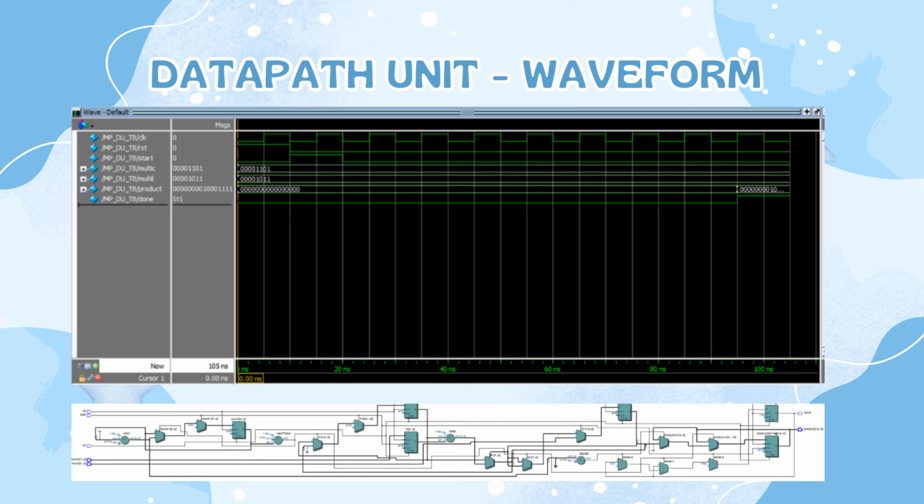Next key is reset, which is initially low, indicating it is inactive at the start. For the key start, also low at the beginning, meaning the multiplication process hasn't started yet.